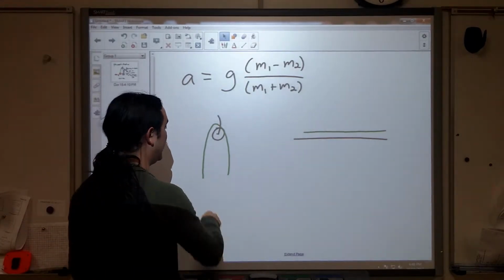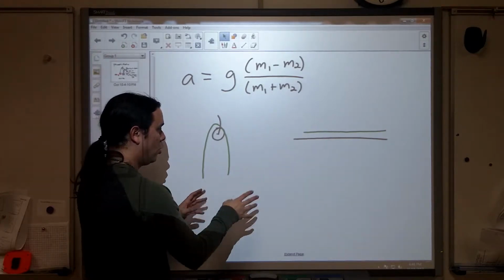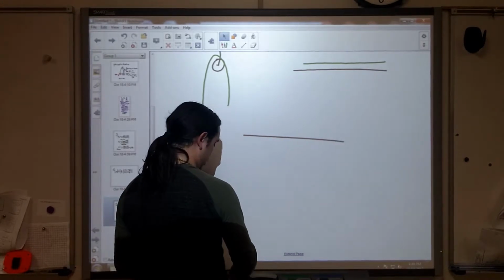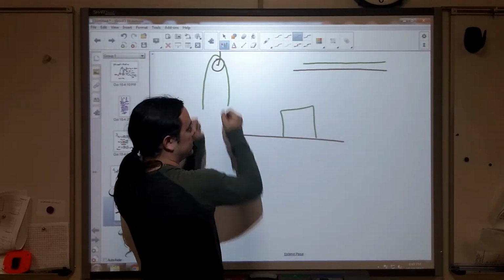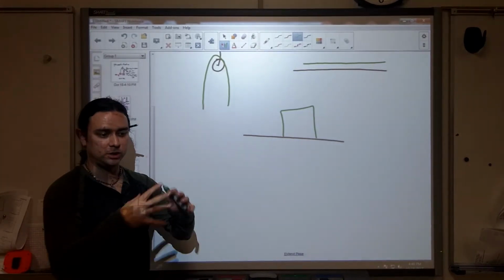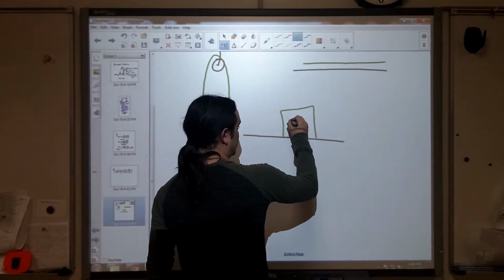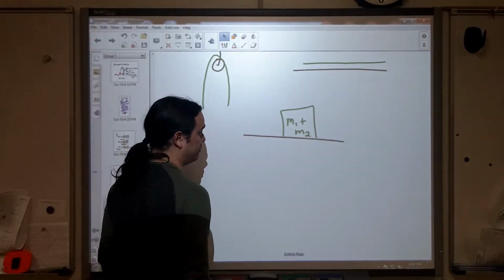Now that we've got that, I don't care about the internal structure of this thing. I don't actually care about the force of tension. What I've actually got, if you want to think about it, is imagine we're on a frictionless surface and we've got an object here of both of the masses put together. I'm going to put them together as one giant object, just like we did with the train. Now, the mass of that object is going to be m1 plus m2. It's the combined masses of both of them.